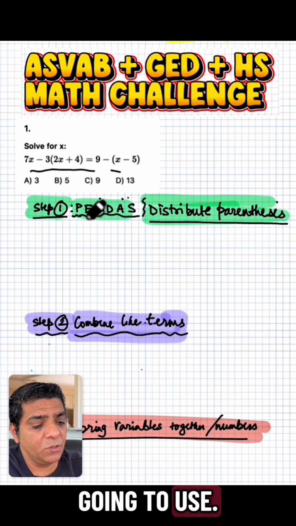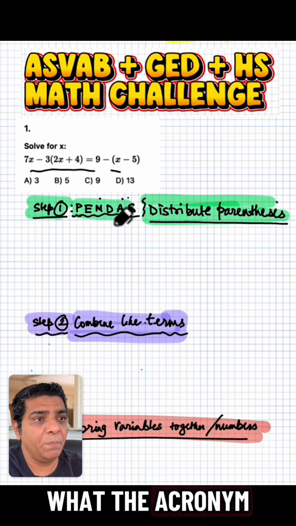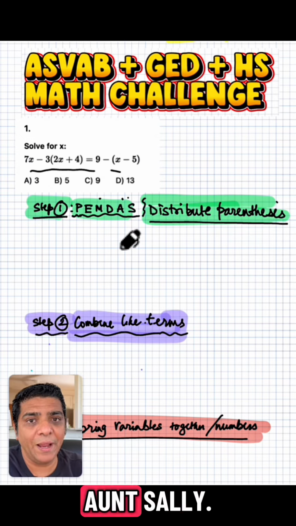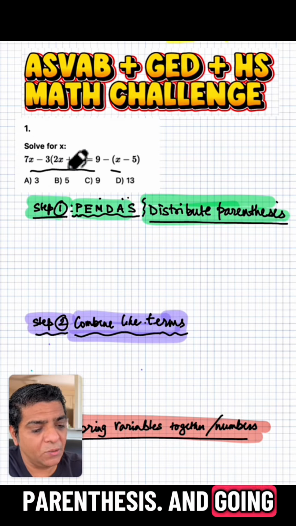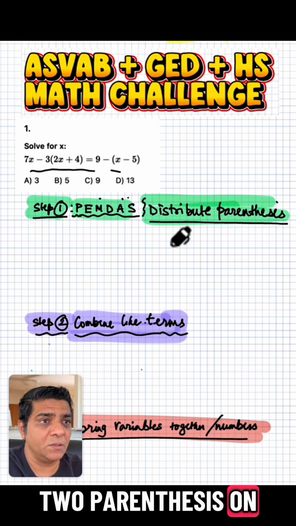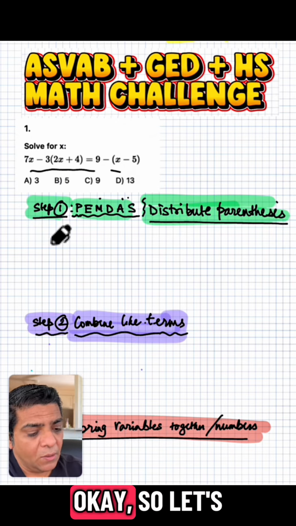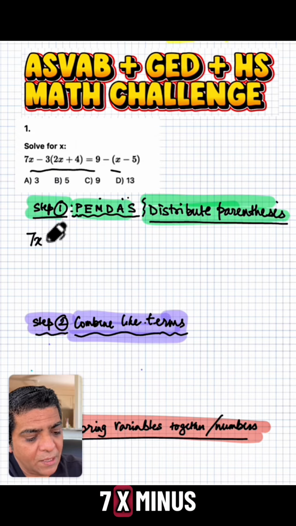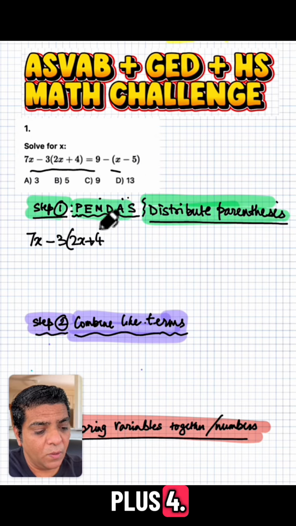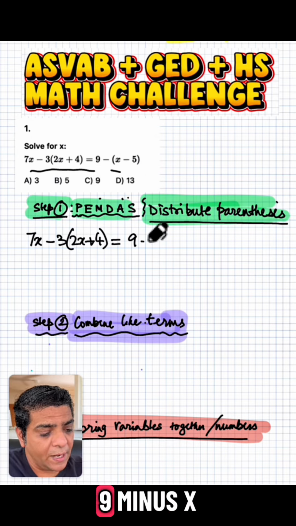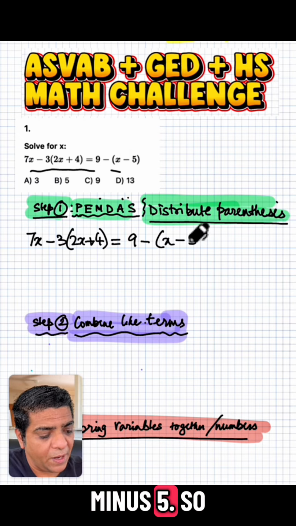The first thing is the acronym PEMDAS, which is please excuse my dear Aunt Sally. So we are going to be dealing with the P, the parentheses, and distribute, because we have two parentheses on both the left and right hand side. Let's write that: 7x minus 3(2x plus 4) is equal, on the right hand side, to 9 minus (x minus 5).